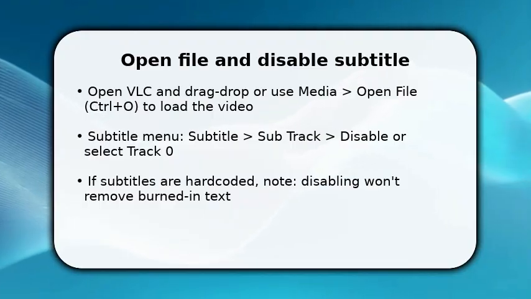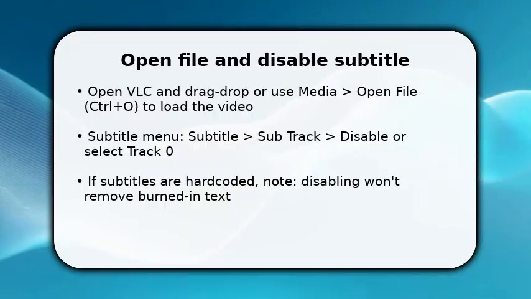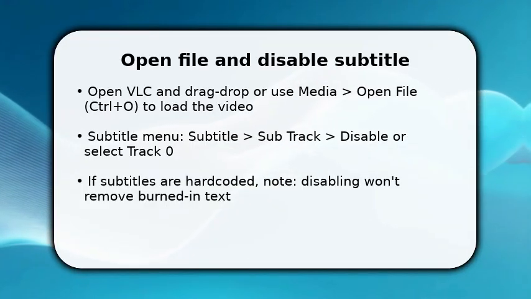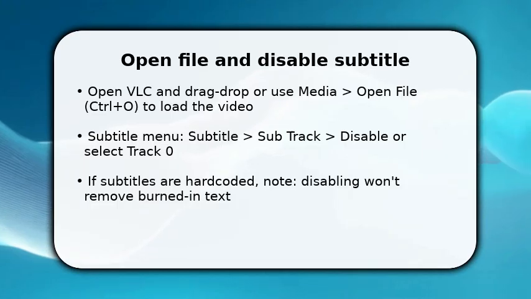You start by opening the video in VLC. This is where you act. Once the file plays, go to Subtitle in the menu, then Sub-Track and choose Disable. You do this because many videos include a separate subtitle track that VLC can turn off instantly.